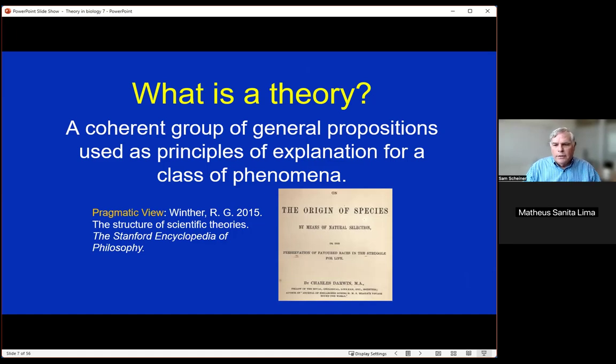If you're interested, this is an online encyclopedia. You can read this article. But notice that this is all verbal, right? So this view, theories are really a set of verbal statements, and a good instance of this is Darwin's The Origin of Species, right? There's not a single equation in The Origin. It's all just a verbal presentation of his theory.